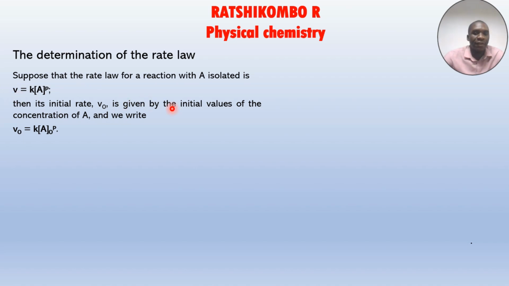Given the initial values of the concentration of A, we can write V0 is equal to K multiplied by the initial concentration of A, [A]0. The square brackets just denote that this is the concentration of the reactant A. The 0 simply means that this is the initial value. That's why we include the zero, to the power P, whereby P is the rate order.